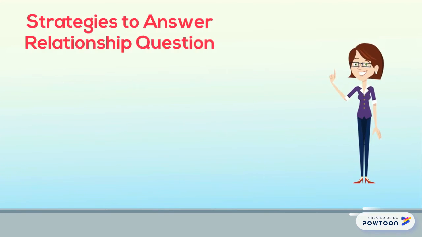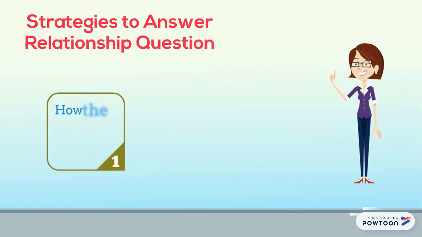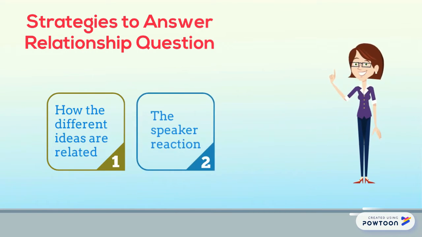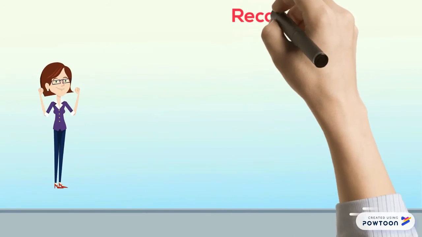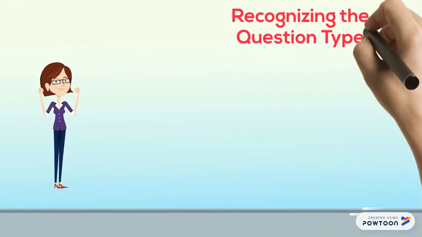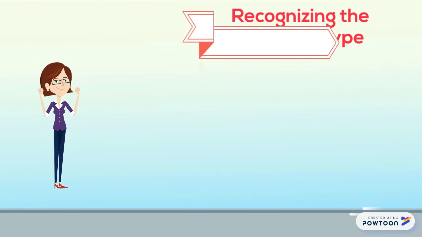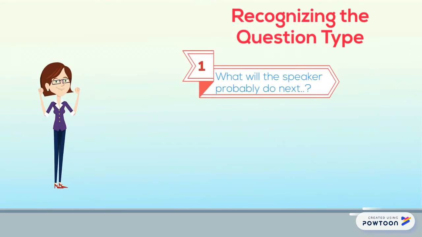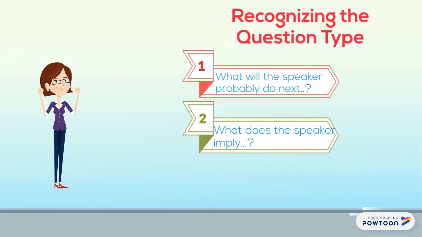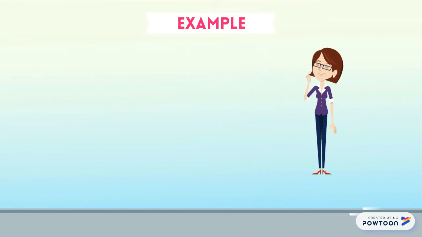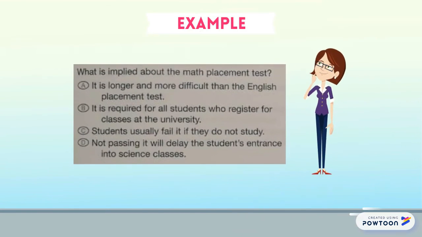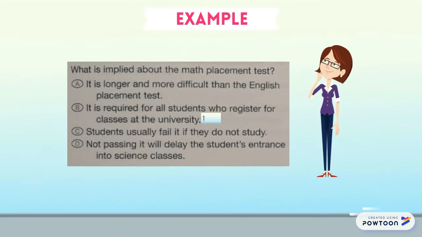Some strategies to answer relationship questions are: listen to how the different ideas in the passage are related, listen to how the speakers react to each other's ideas, and draw a conclusion about the speaker's meaning. You can recognize relationship questions because they include phrases like, what will the speaker probably do next? What does the speaker imply? What can be inferred? Here's an example of a relationship question. What is implied about the math placement test?